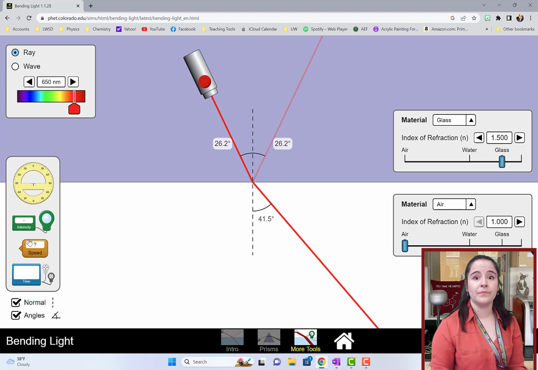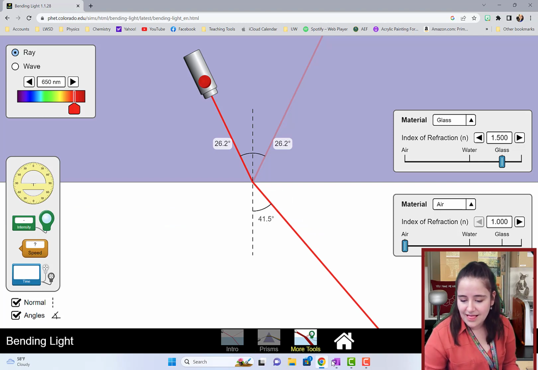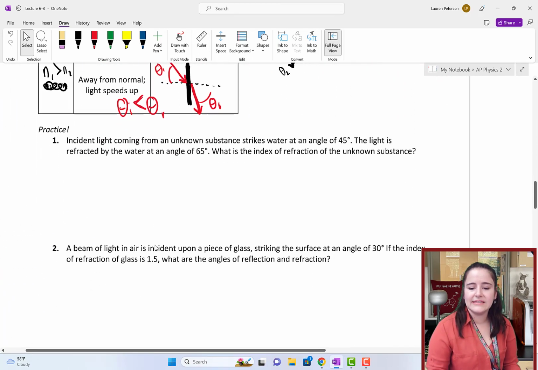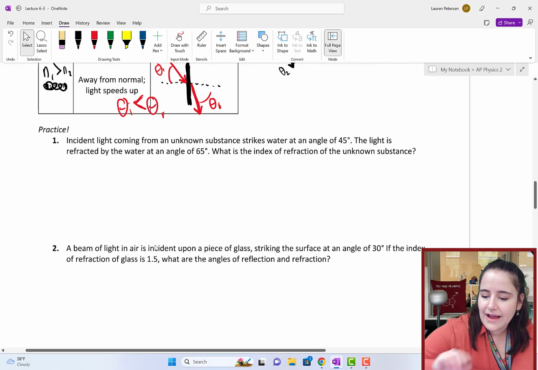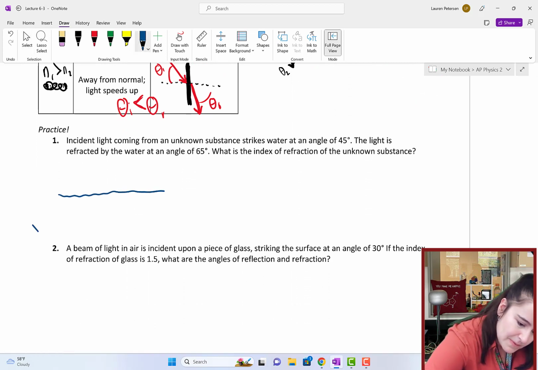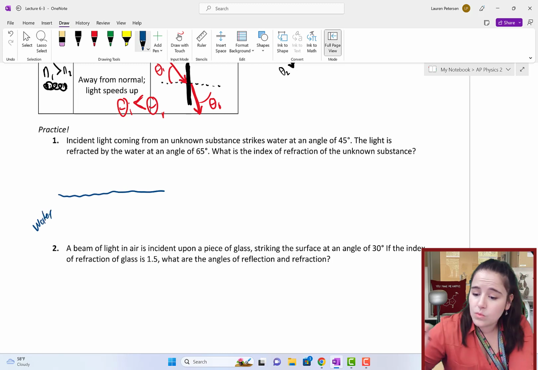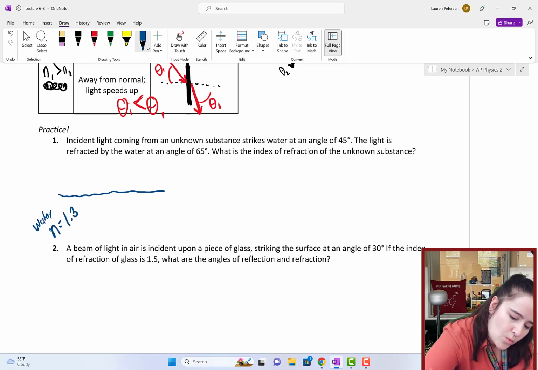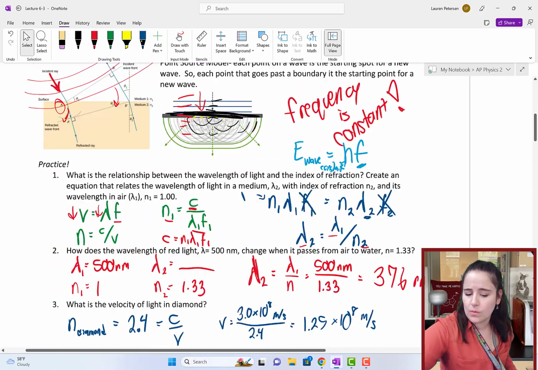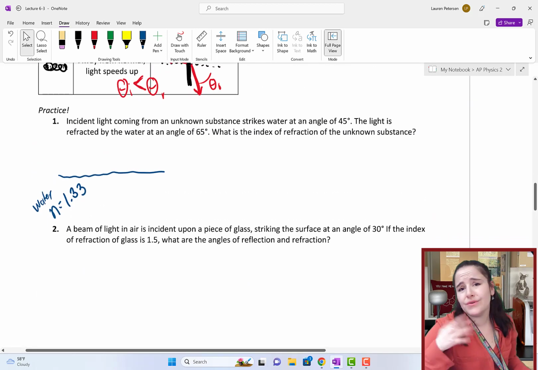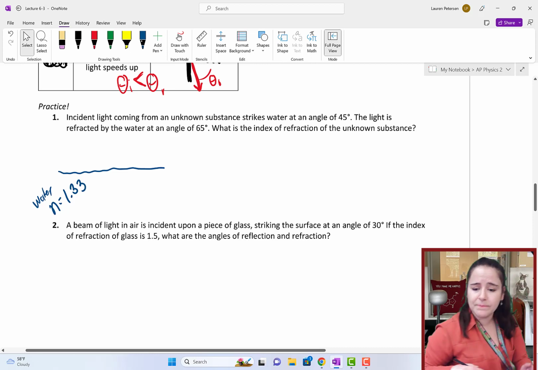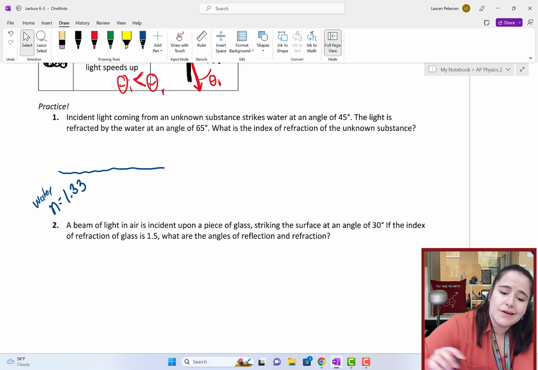Okay, cool. Then let's move on along to these practice problems where we use the equation. Incident light from an unknown substance strikes water at an angle of 45 degrees. So there's my water line. Water has an index of refraction of 1.33. Let me double check that. Yep, water 1.33. And you do not need to memorize the indexes of refraction. They would be given to you in the context of whatever problem you were doing. And it's coming from an unknown substance.